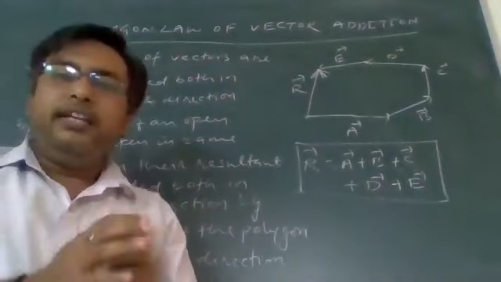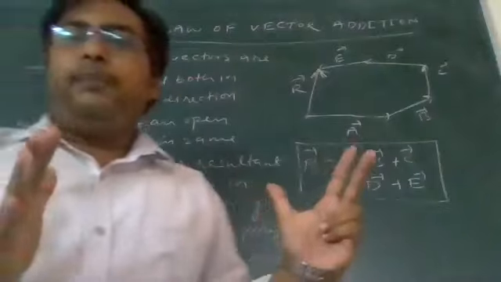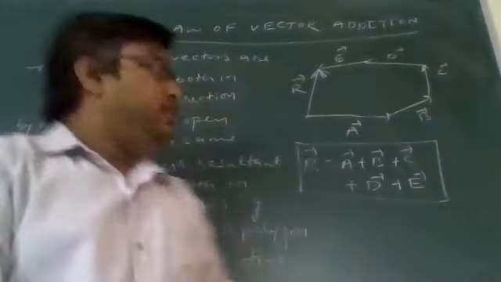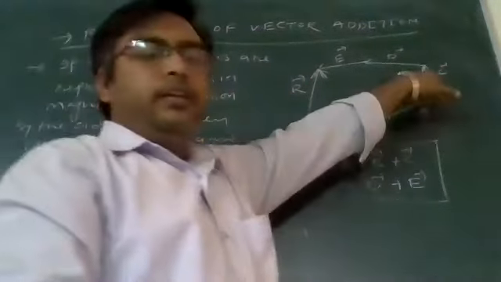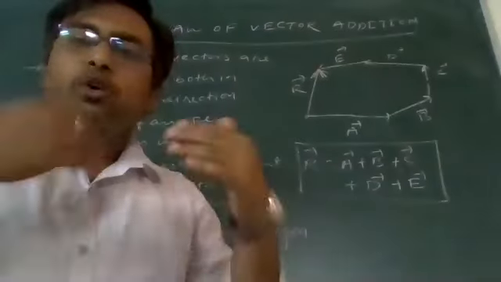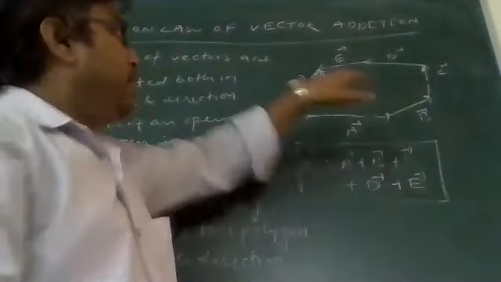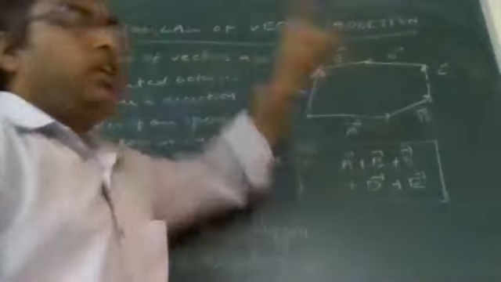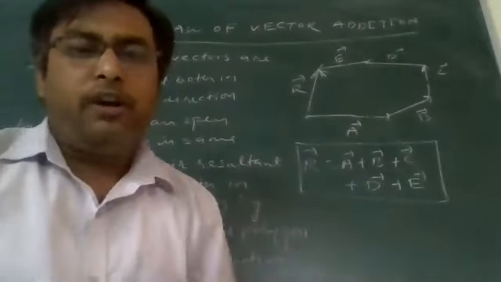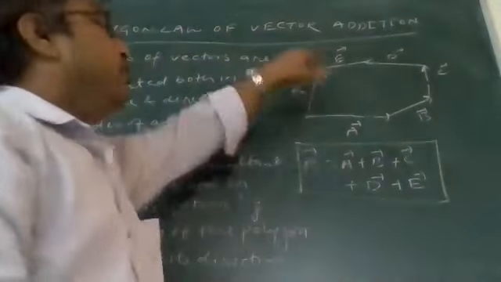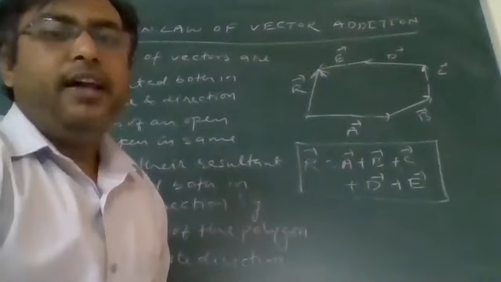What is it saying? If you have a number of vectors available, then you represent all the vectors by the sides of a polygon. This polygon should be open. Then who will represent the resultant? The resultant will be represented by the closing side of the polygon, but make sure it is taken in the opposite order.